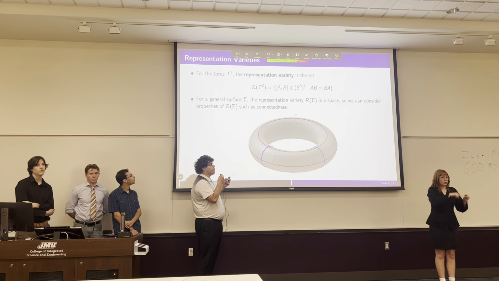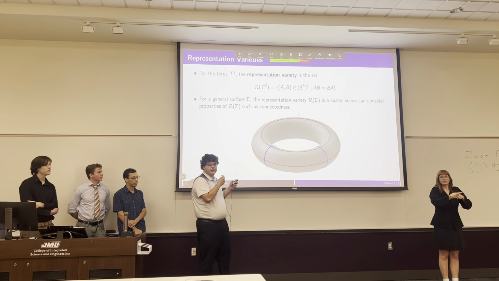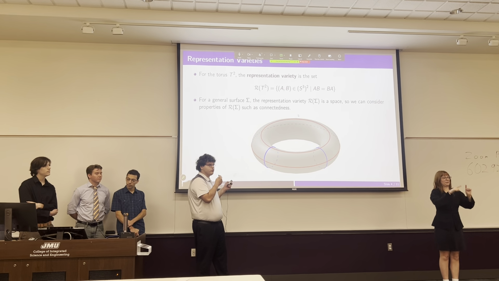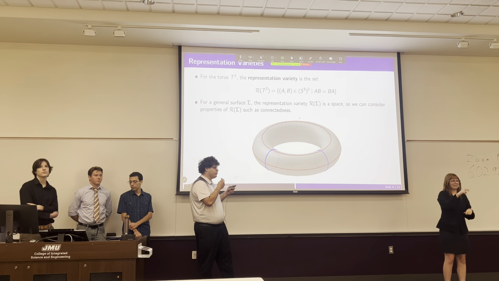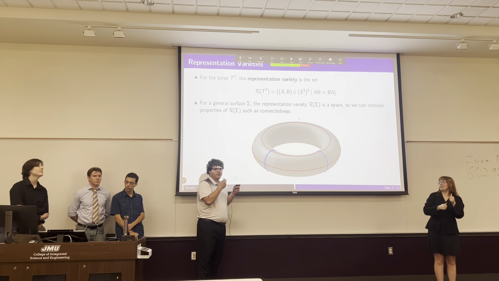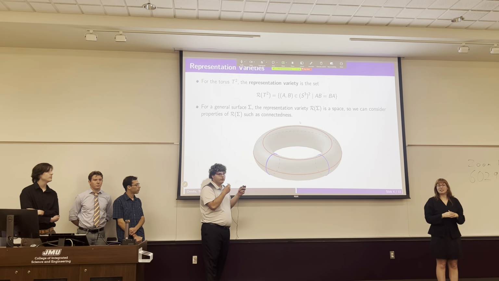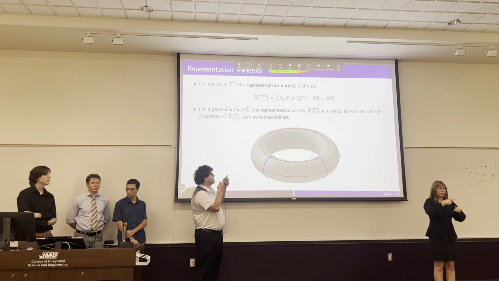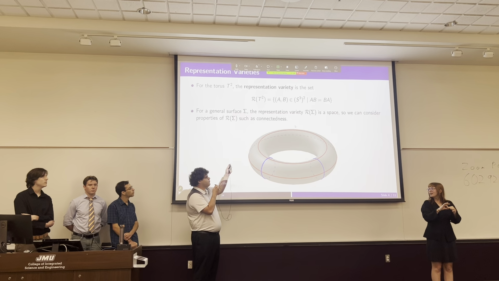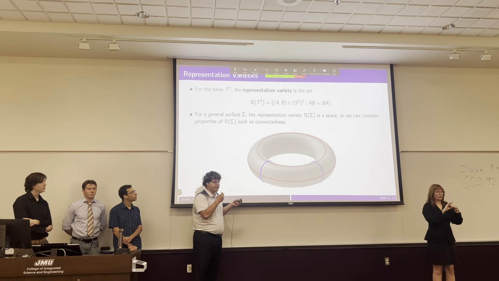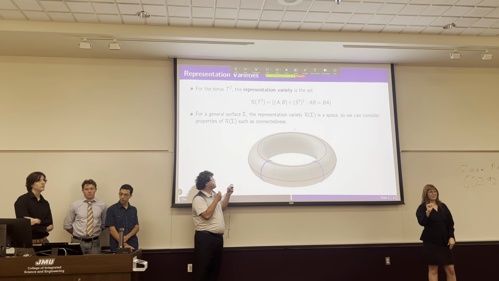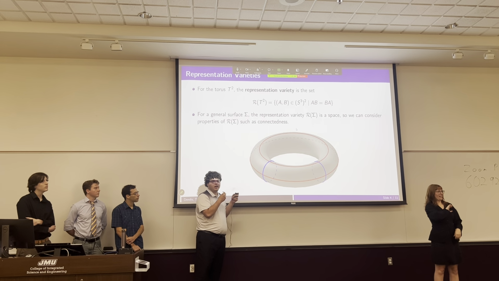And so now when we want to talk about the representation variety, we assign quaternions A and B to each of these 2 loops on the surface. And we just established that because these loops commute, we need A and B to commute as well. We need AB equals BA. So in this way, we can characterize the representation variety of the torus.